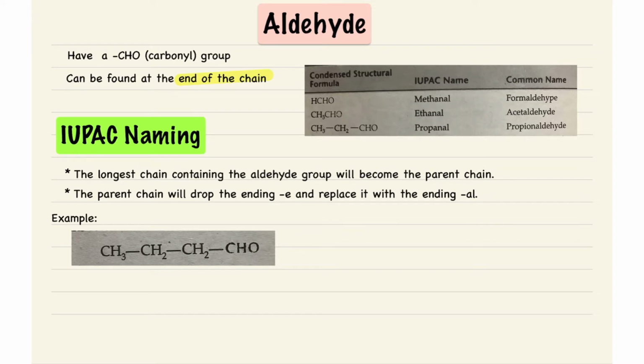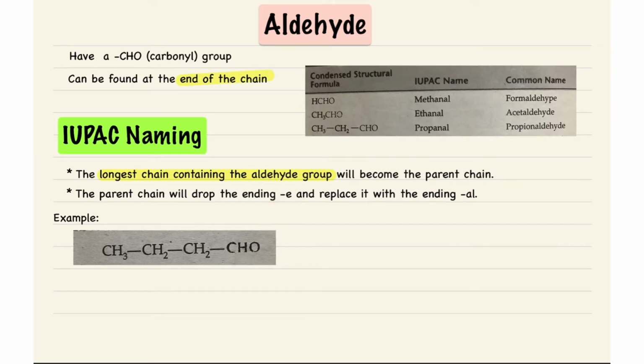For example, for IUPAC naming, it says here that the longest chain containing the aldehyde group, or this one, the HCHO, will become our parent chain. The next is that the parent chain will drop the ending E and replace it with the ending AL. For example, from methane, we will remove the letter E, then we will add AL, so we have methanol.